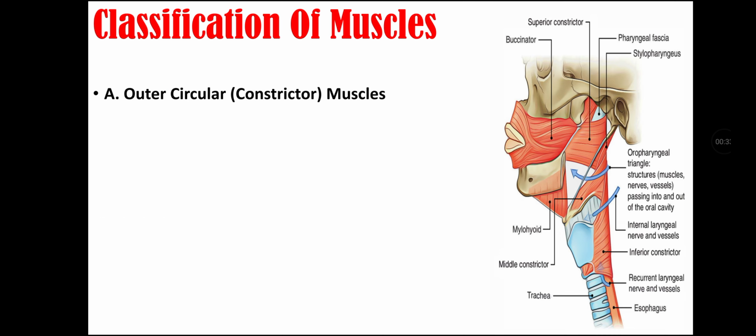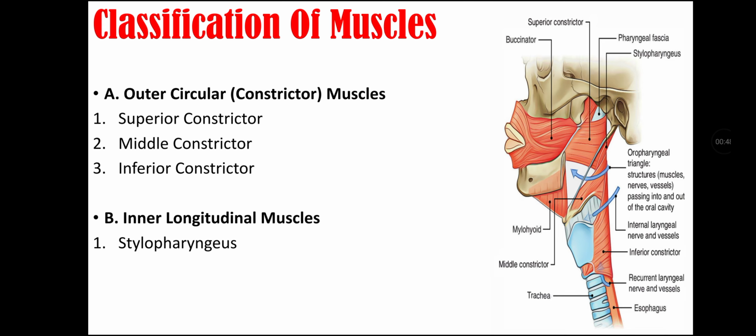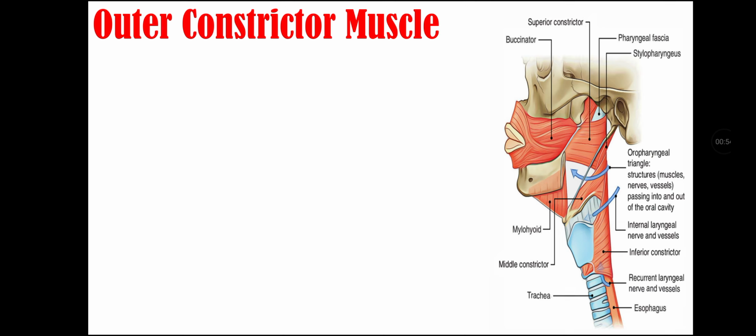Classification of muscles. It has outer circular muscles that are called constrictor muscles that include superior constrictor muscle, middle constrictor muscle, and inferior constrictor muscle. Second class of pharynx muscle is inner longitudinal muscles that include stylopharyngeal muscle, palatopharyngeal muscle, and salpingopharyngeal muscle. First, we will talk about outer constrictor muscles, then we will talk about inner longitudinal muscles of pharynx.